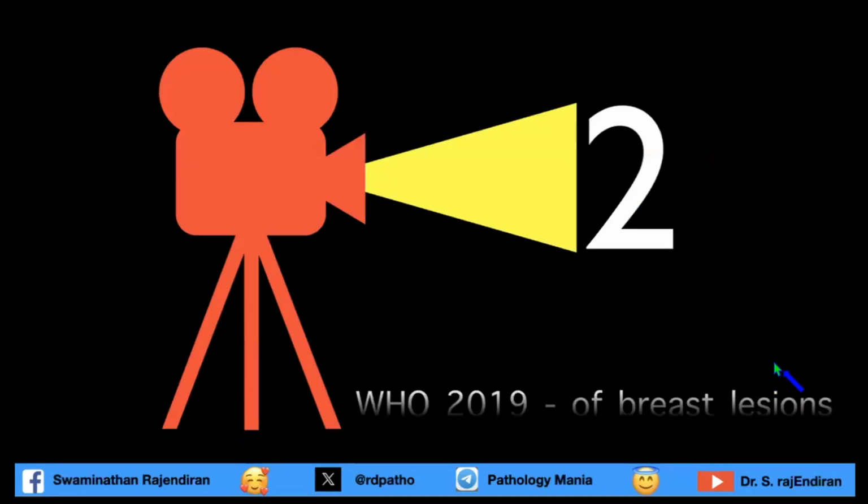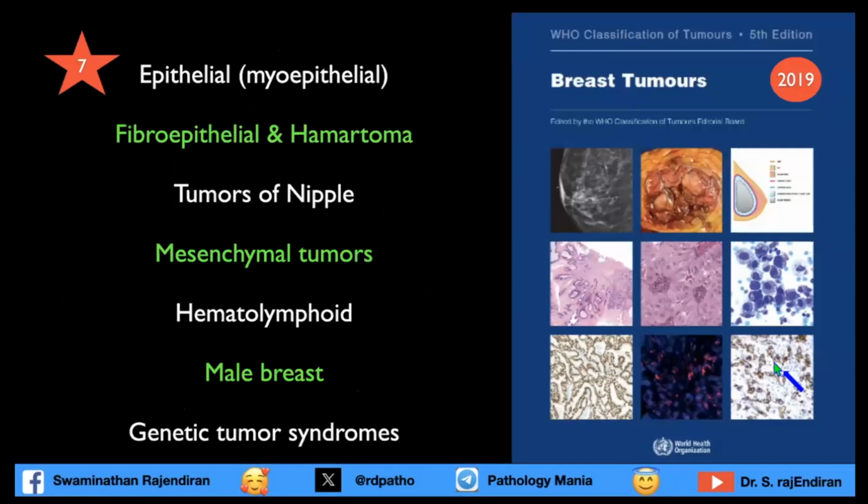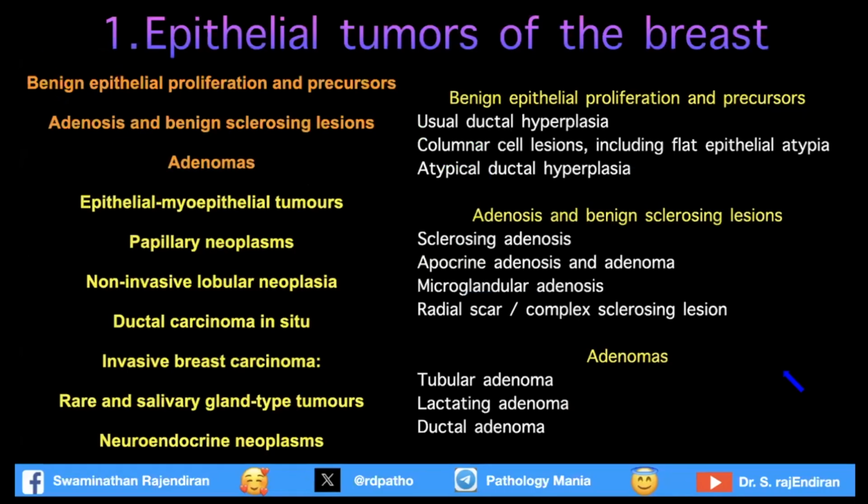Coming to WHO 2019 breast lesions, there are 7 main types: epithelial lesions, fibroepithelial and haematomatous, tumors of the nipple, mesenchymal tumors, hematolymphoid tumors, tumors of male breast, and genetic tumor syndrome. So these are all the 7 broad headings you have to know. Then under each heading, you have subheadings. For example, epithelial tumors of breast can be benign epithelial proliferation and precursors, adenosis and benign sclerosing lesions, like that.